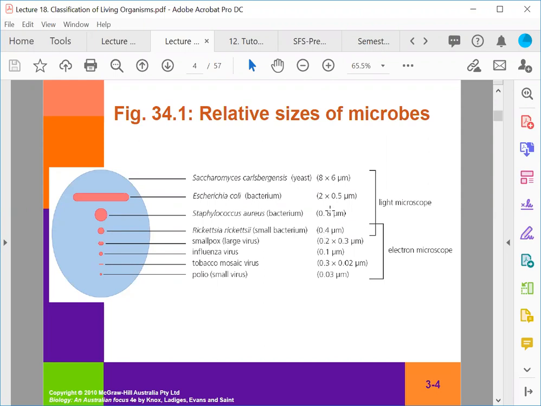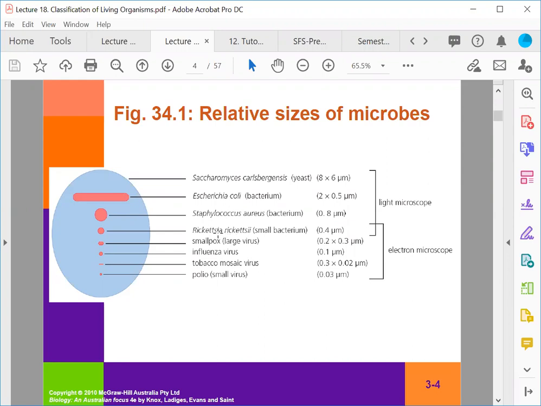All right, so most of these can actually be resolved using a normal light microscope, which we do often in the lab when we study microbiology. You can't see them very well, but you can definitely resolve individual cells well enough to be able to pick the basic shape of the bacterium. Probably not this one, not Rickettsia rickettsii.